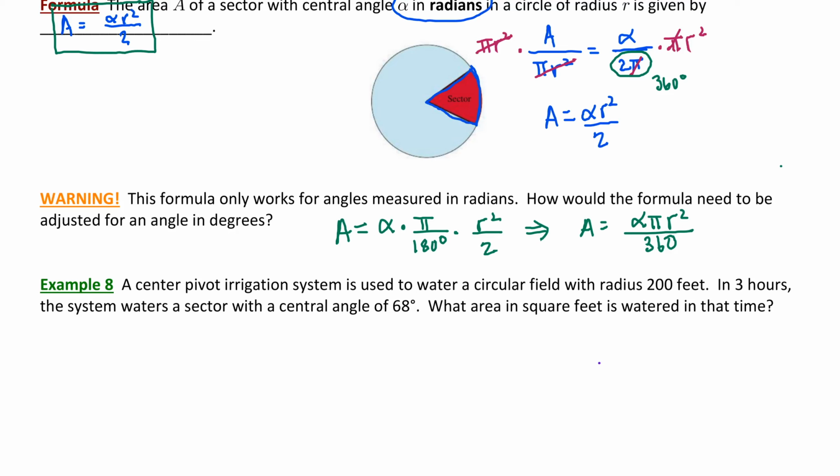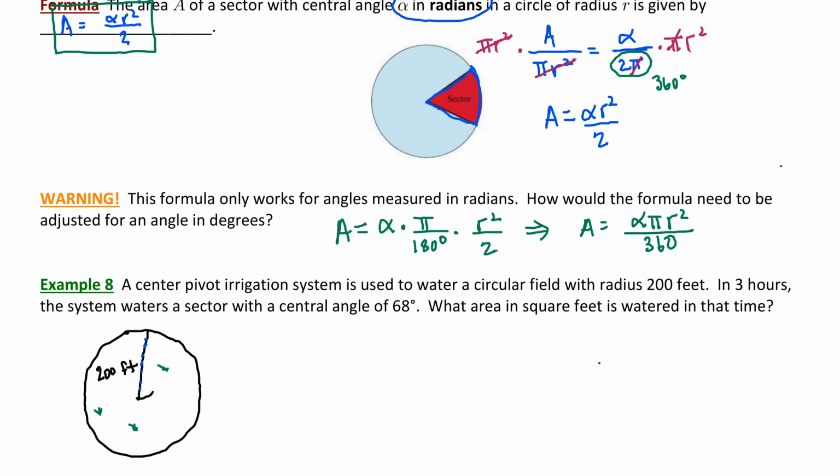Let's try the following example. A center pivot irrigation system is used to water a circular field with radius 200 feet. So imagine a circular field where the radius of that circular field is 200 feet. So this may represent farmland, for example, and you're using the center pivot irrigation to water that farmland.